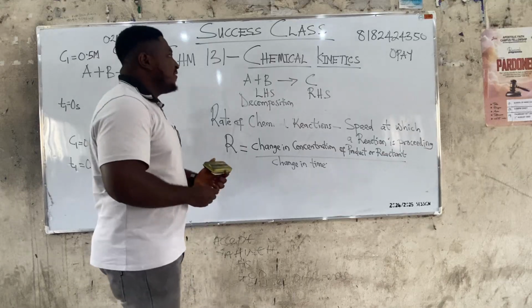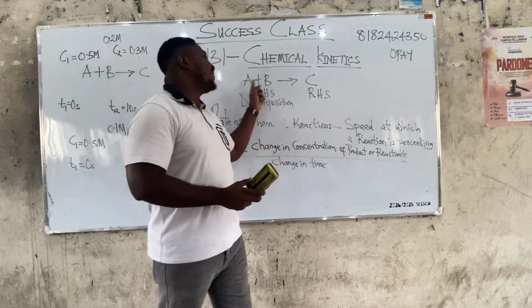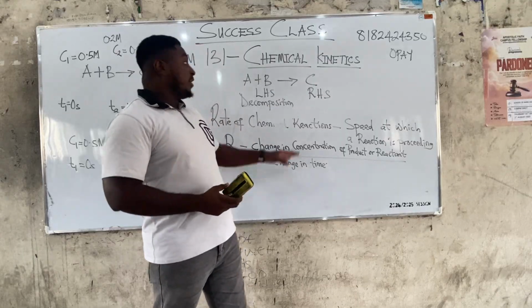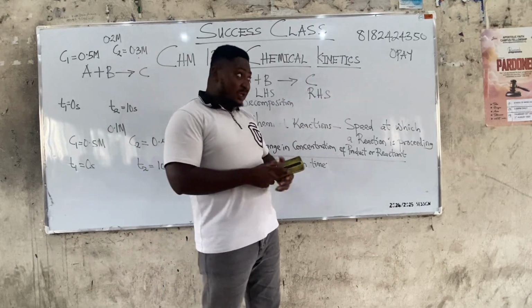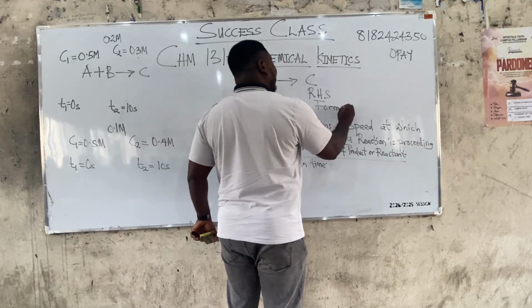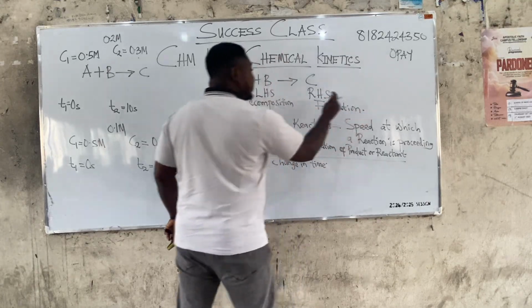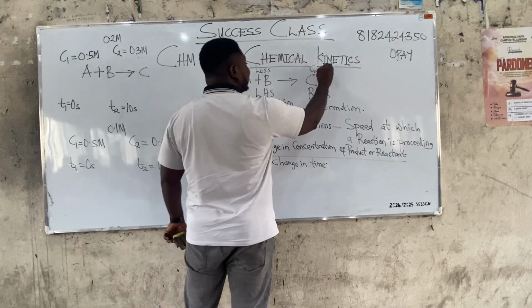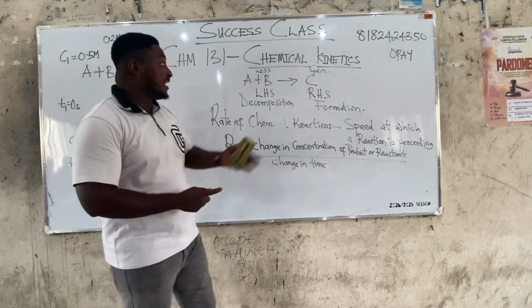Because class, for C to be formed, A and B must be consumed. A and B must be used up. For this product C to be formed, there's formation of product on the right-hand side, but there's decomposition on the left-hand side. Class, I like to explain that there's a loss on the left-hand side and there's a gain on the right-hand side. For there to be a gain on the right-hand side, there must be a loss on the left-hand side.